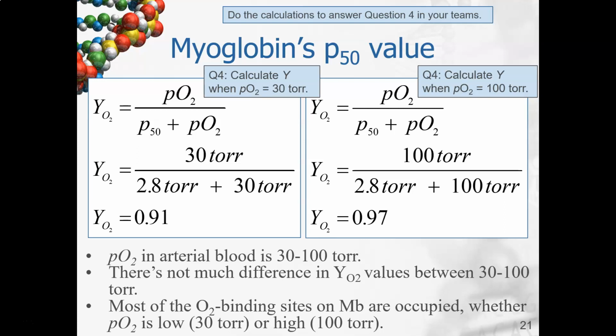The reason those values were chosen is because 30 torr is about the oxygen partial pressure in tissues, whereas 100 torr is the oxygen partial pressure in the lungs. Now, we don't have myoglobin in the lungs, but that's the reason why these were chosen. So that means that whether the oxygen partial pressure is low at 30 torr or high at 100 torr, most of the oxygen binding sites of myoglobin are occupied.